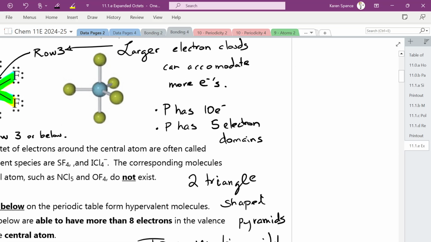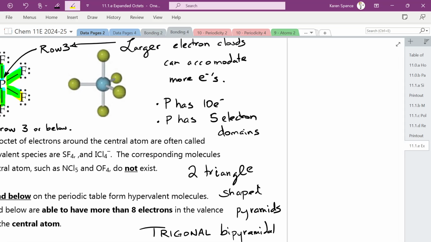Now, I'd like you to take a look at this little drawing of it here and see if you remember what we call the top and the bottom atoms. They are on the what? Axis, therefore they are axial.